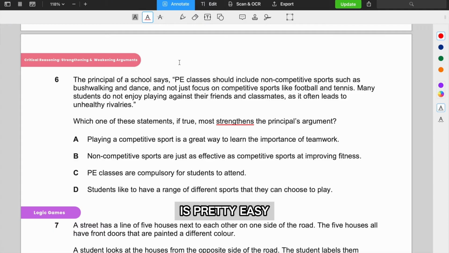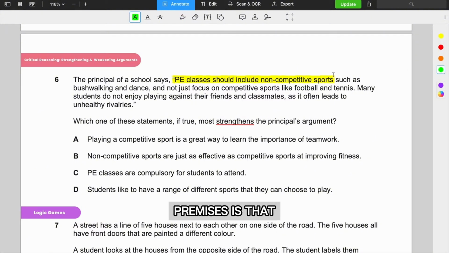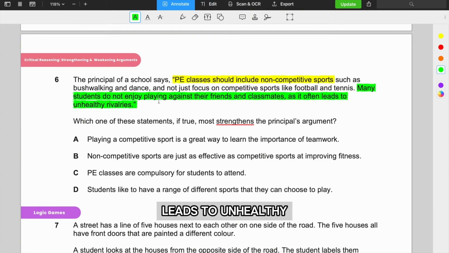So find the main conclusion. The main conclusion is pretty easy to spot. It's literally that PE classes should include non-competitive sports and should not just focus on competitive sports like football and tennis. Okay? So PE classes should include non-competitive sports. That's the main conclusion, right? And what are the supporting premises? Well, one of the key supporting premises is that many students do not enjoy playing against their friends and classmates, as it often leads to unhealthy rivalries. So one of the reasons is that it's just a lack of enjoyment.